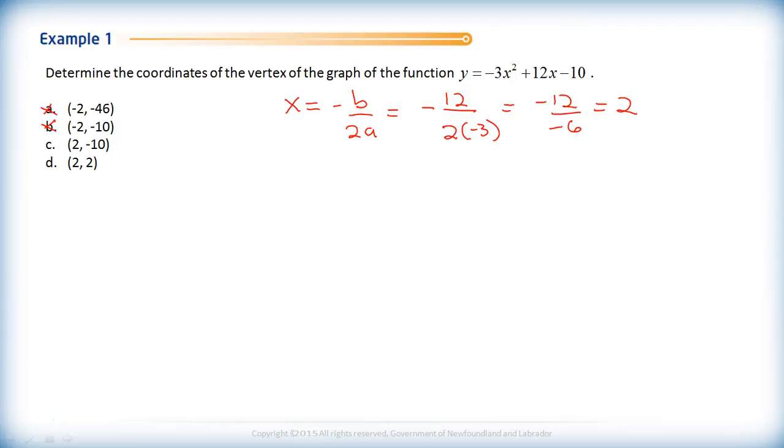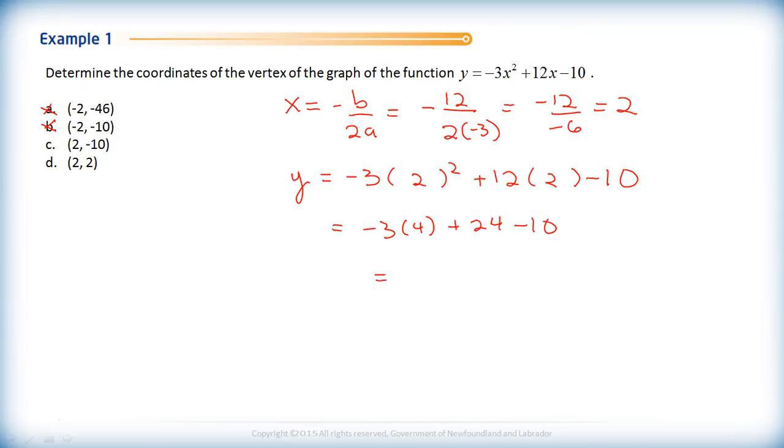And now we've got to find out what the y-coordinate would have to be. Well, y is equal to negative 3 times x squared plus 12 times x minus 10. So we just fill in the value of x that we found, which was 2. And that's going to give us negative 3 times 2 squared, which is 4, plus 12 times 2, which is 24, minus 10. So that's negative 12 plus 24 minus 10, which looks to me like positive 2. Okay, so this one's out. And the only correct answer there is D.